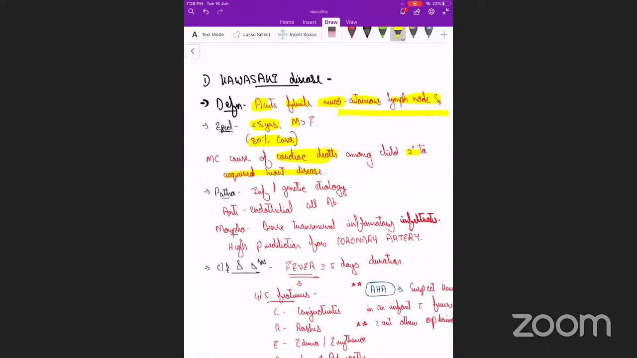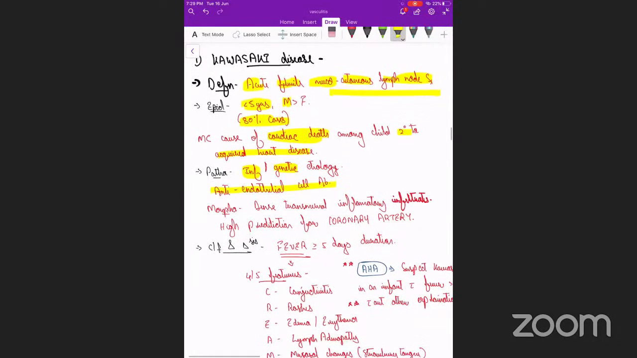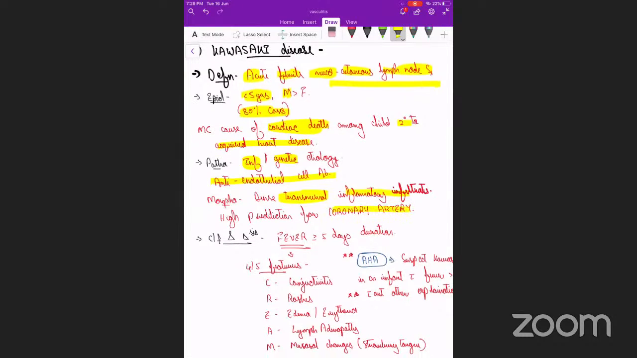They are still suspecting that it can be a post-infective event or genetics as well. So pathogenesis was anti-endothelial cell antibody. Morphology, what do we find? The full thickness of the blood vessel can be involved. So transmural inflammatory infiltrates with high predilection to the coronary artery. Coronary artery, it has very high predilection.